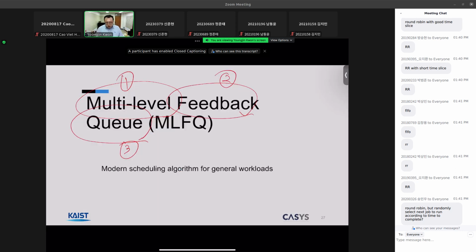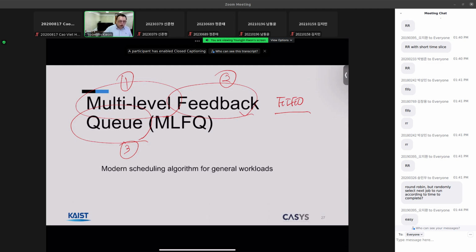Here's the deal. When you are first designing a scheduler, I recommend first implementing FIFO. Why do I recommend implementing FIFO? For example, when my graduate student comes to me and says, professor, I want to implement this system, I want to first implement a scheduler, what should I do? I say first implement FIFO. Why? Easy. Super simple. Implement it, make it work.